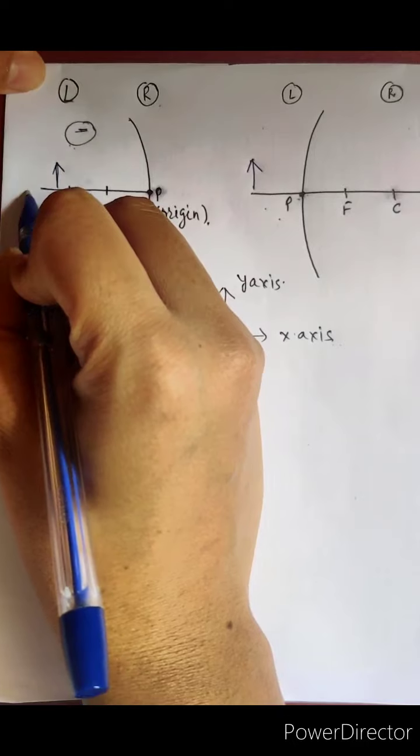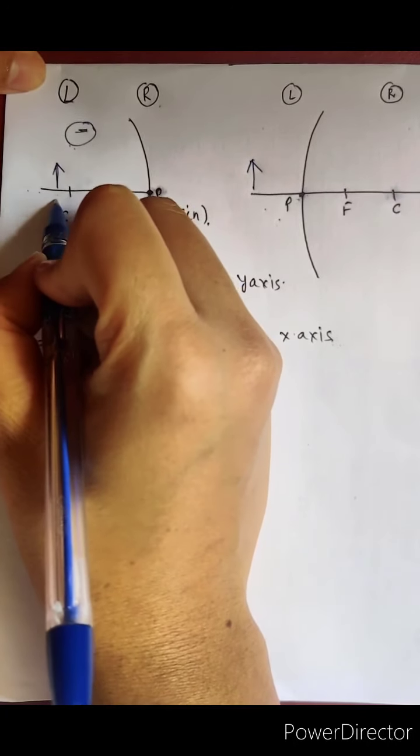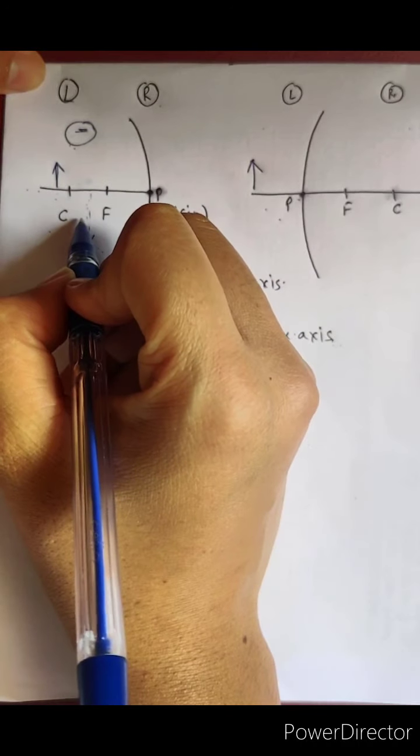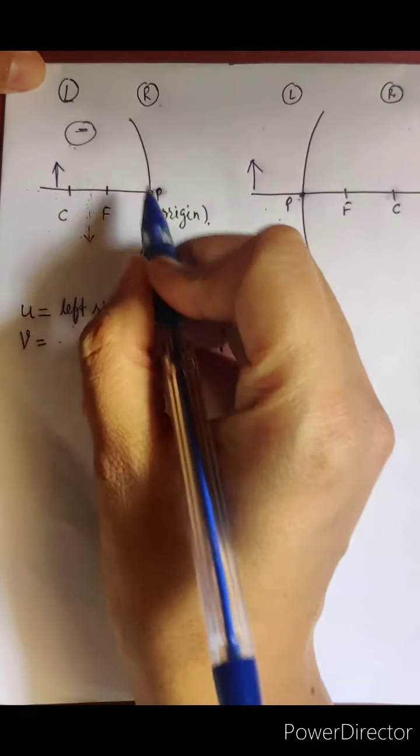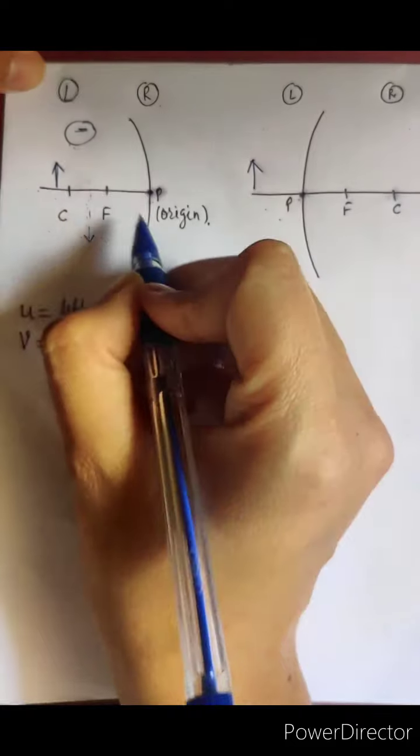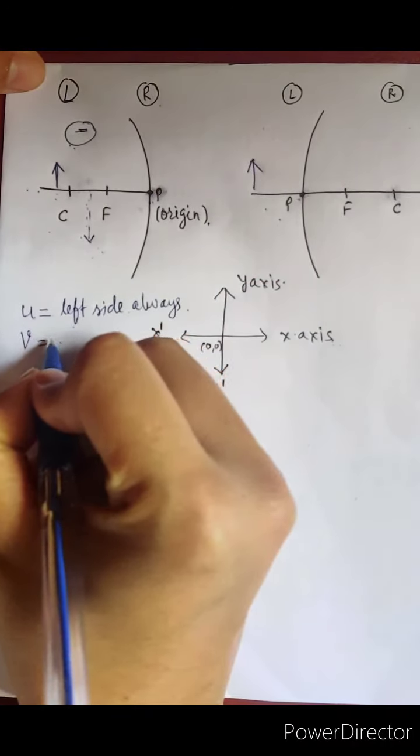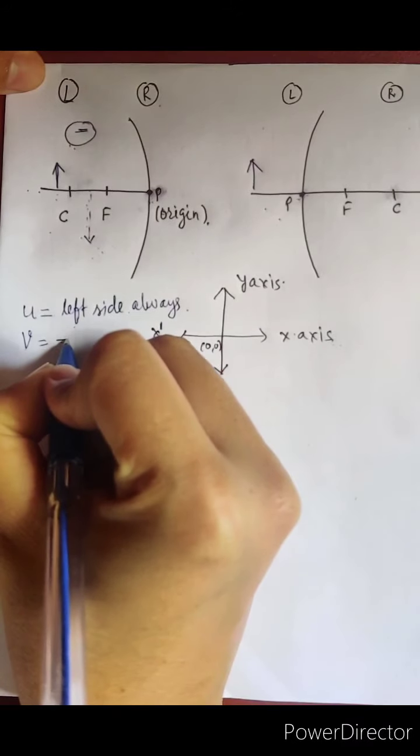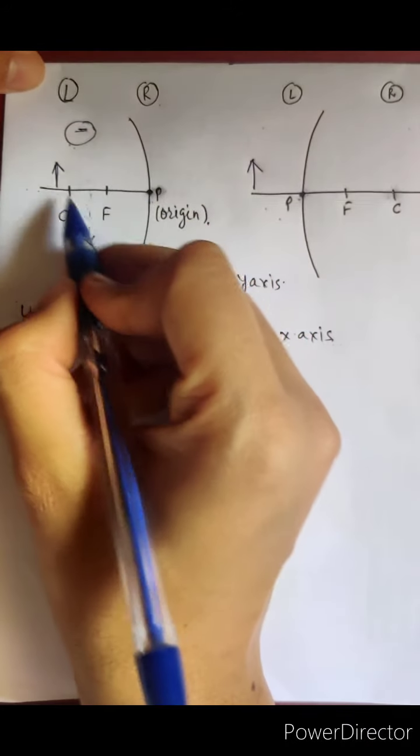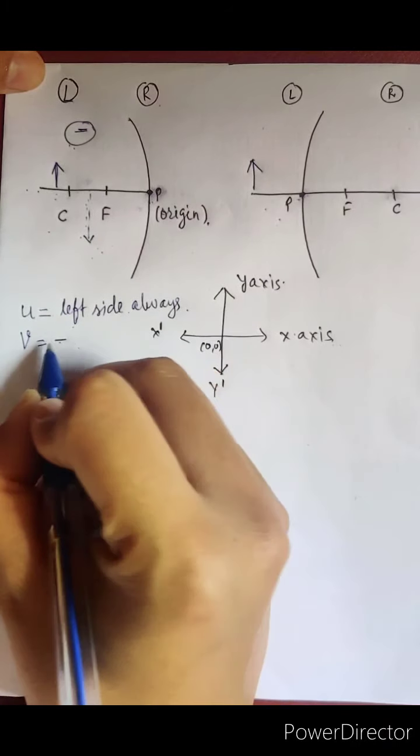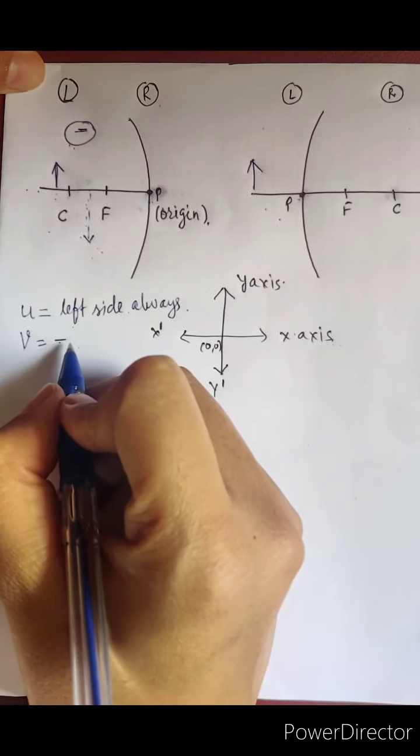When the object is kept at infinity, beyond C, at C, between C and F, at F, in all these cases the image is formed on the left hand side of the mirror, that is in front of the mirror. So in all these cases, V will be negative. Whenever anything is present on the left hand side of the mirror, a negative sign will be attached to it.